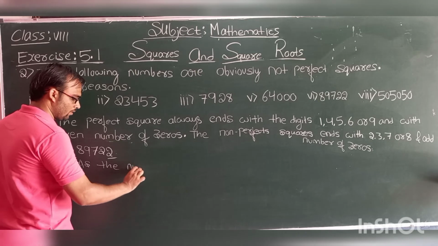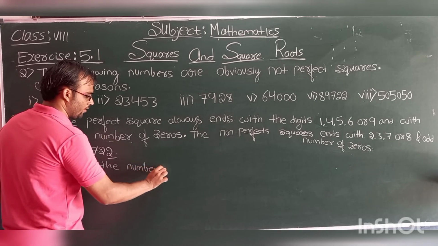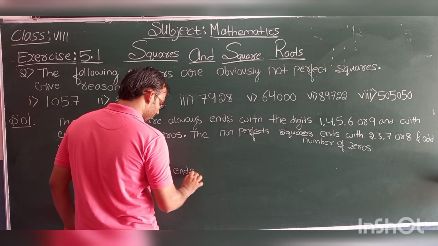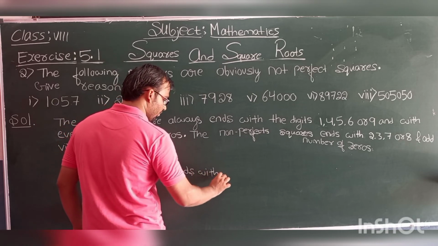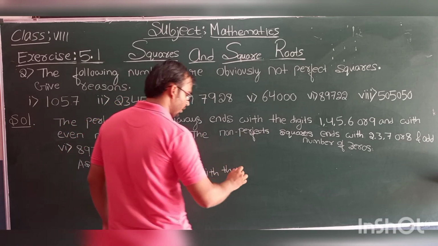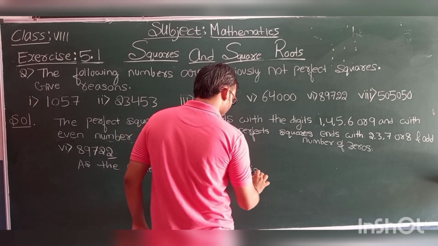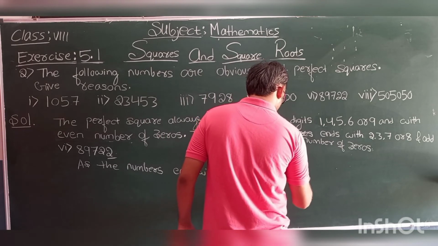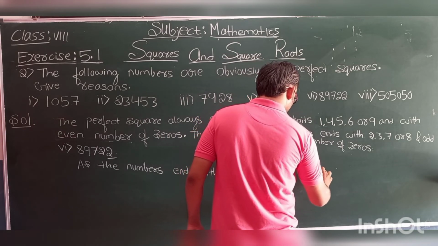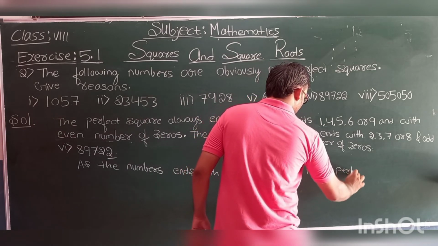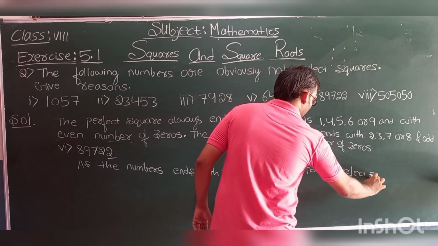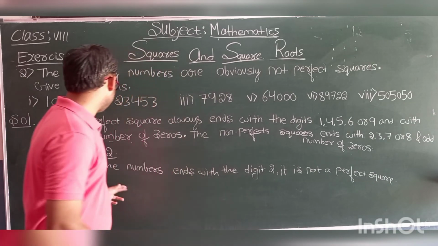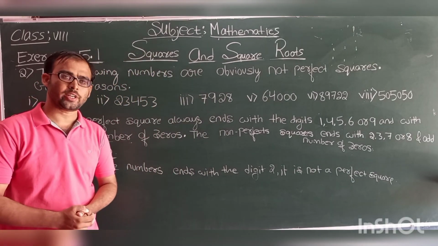Okay, as the number ends with the digit 2, it is not a perfect square. Okay, students, as the number ends with 2, it is not a perfect square.